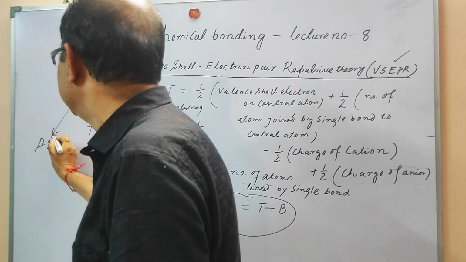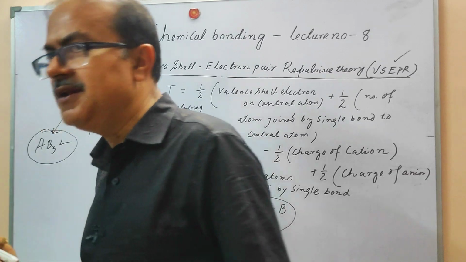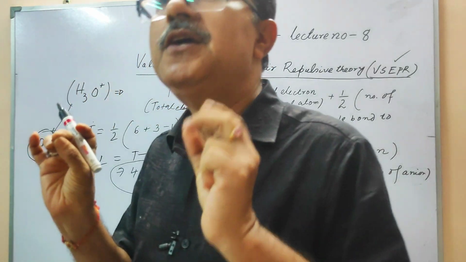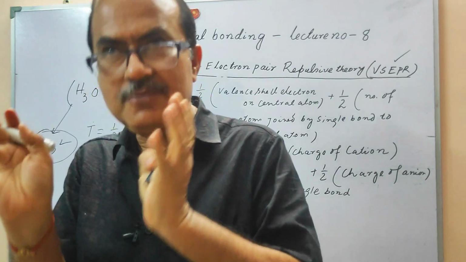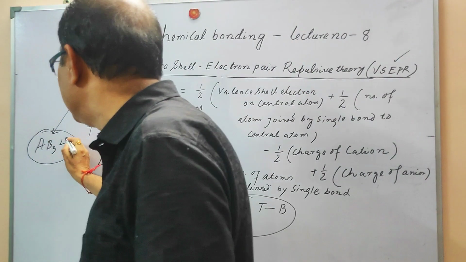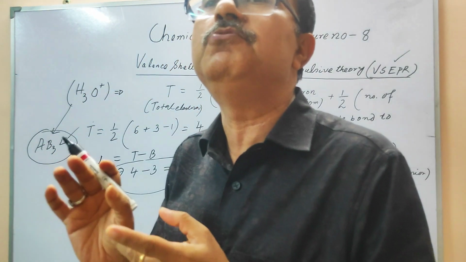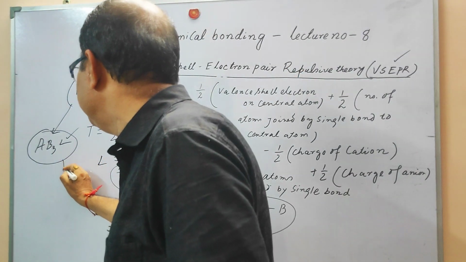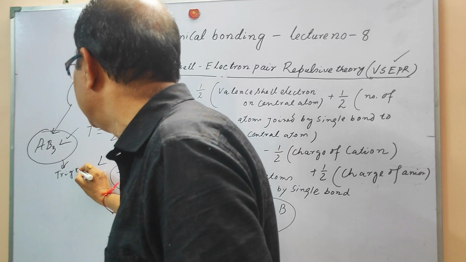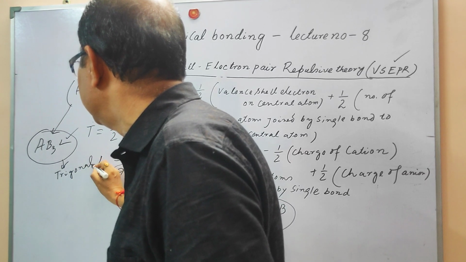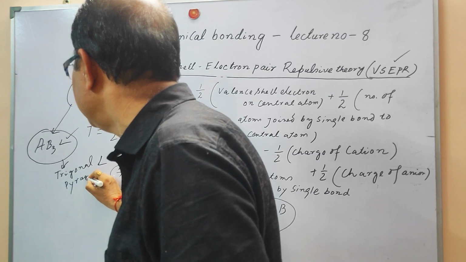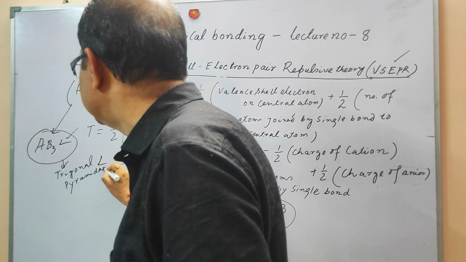One lone pair means this molecule type will be AB3L. So if it is AB3L, the total number of electron pairs is 4. If it is 4, the arrangement of electron pairs is tetrahedral, but due to the presence of the lone pair, its actual shape will change. The shape will be trigonal pyramidal for this species.